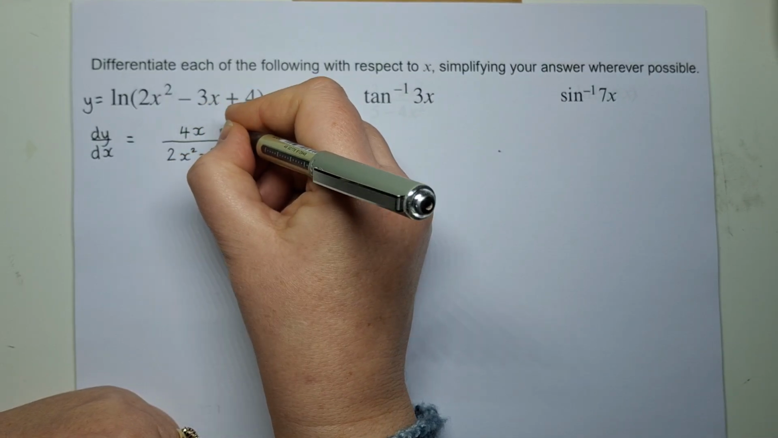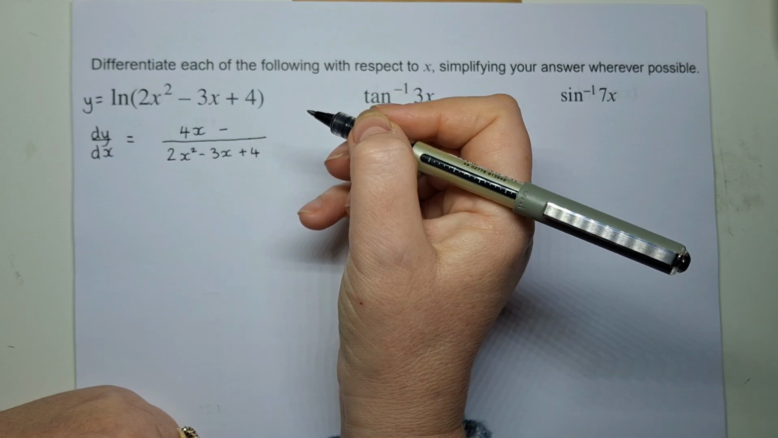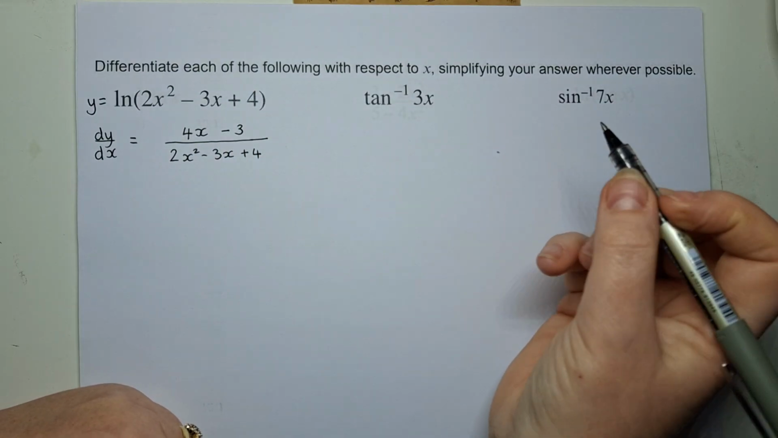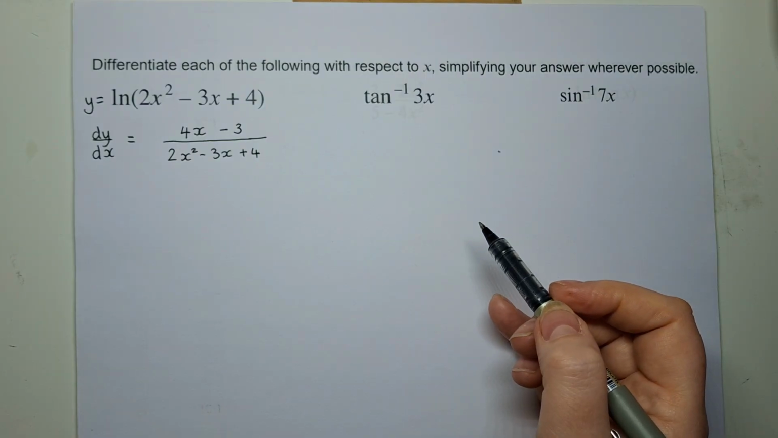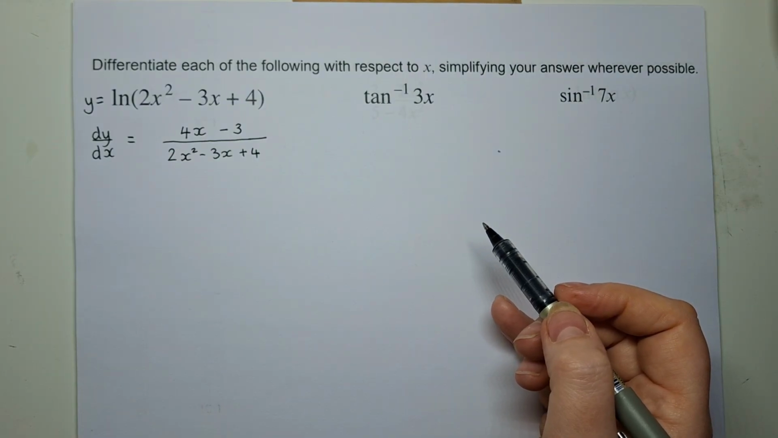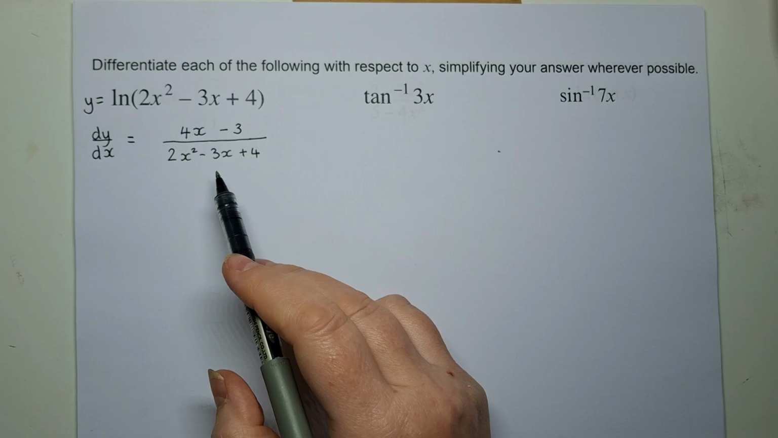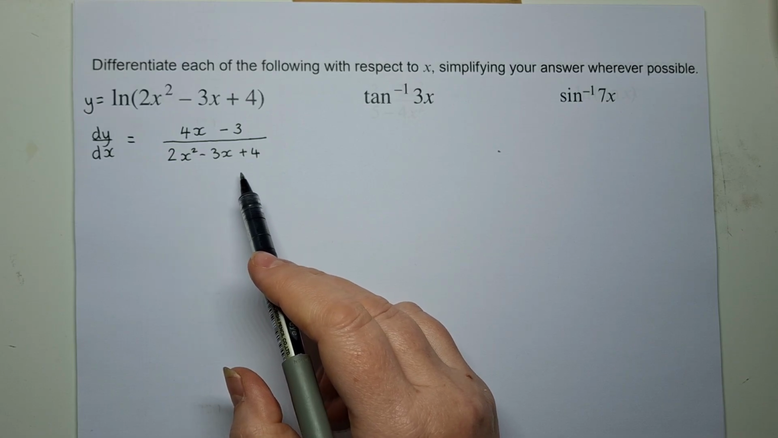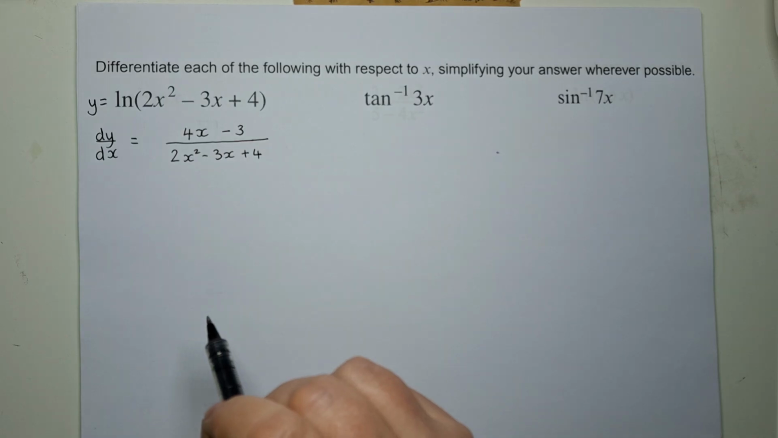So the differential of 2x squared is 4x. The differential there is minus 3. The 4 disappears. So effectively we are multiplying by our differential, but we're just sitting it on the top of the fraction. Do not be tempted to cancel anything out of that. There's no common factor that everything has in common, so just leave it alone.